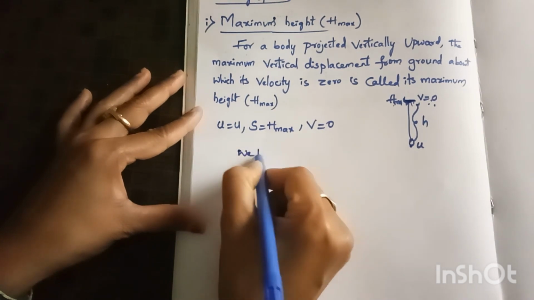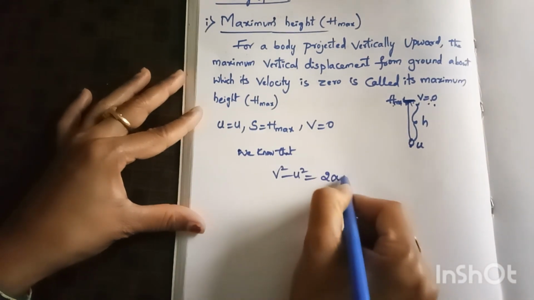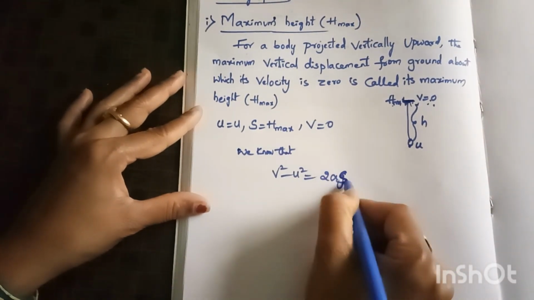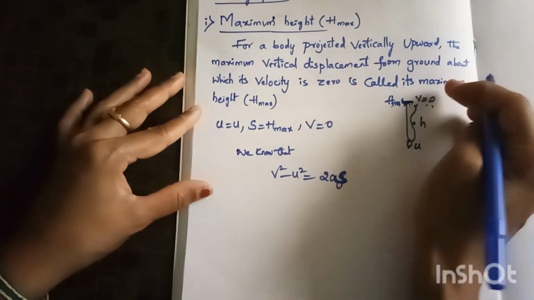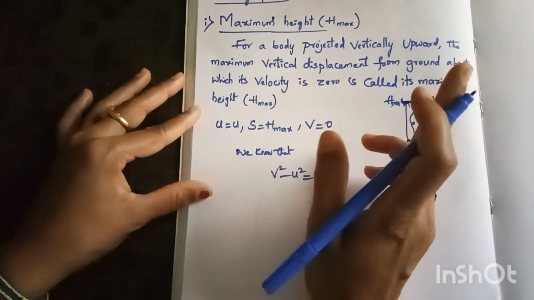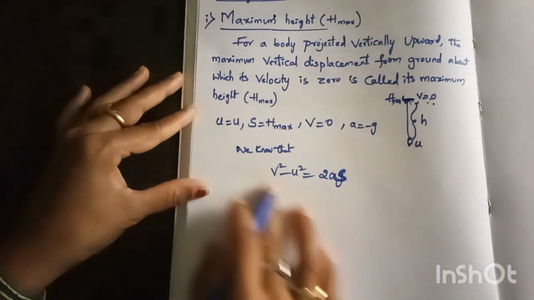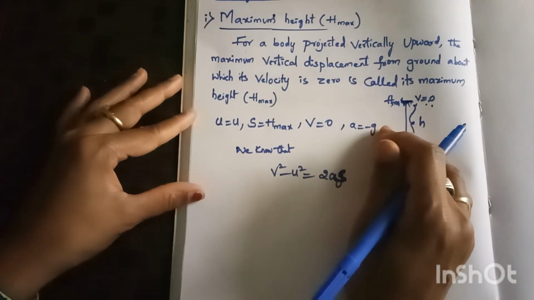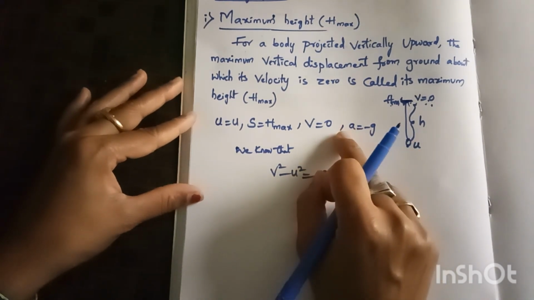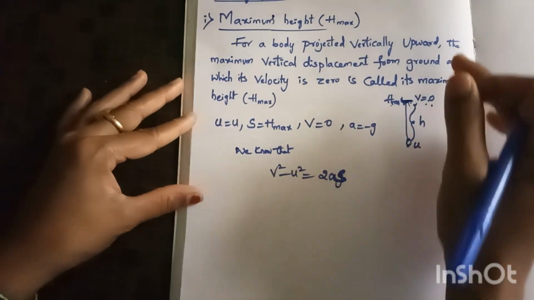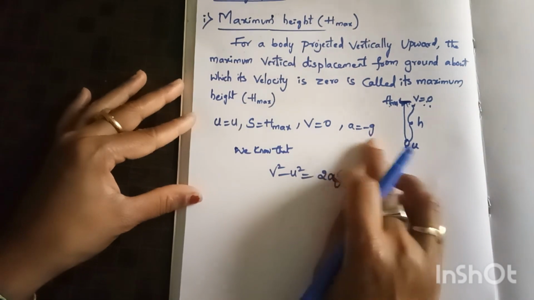We know that v square minus u square equals 2as. For a vertically projected body, the acceleration due to gravity becomes negative. For a freely falling body, acceleration due to gravity is positive, but for a vertically projected body, it is negative, so minus g. Here a is the uniform acceleration for a body thrown vertically upward, so a equals minus g.